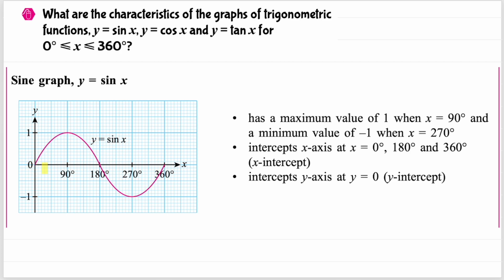It starts from 0 and also ends at 0, and the domain is from 0 to 360. It has a maximum value of 1 when x is equals to 90, and a minimum value of -1 when x is equals to 270. You have three x-intercepts, at 0, 180, and 360. This means when y is equals to 0, you will have three possible values, 0, 180, and 360. And the y-intercept is at y equals 0. So this is the only y-intercept.